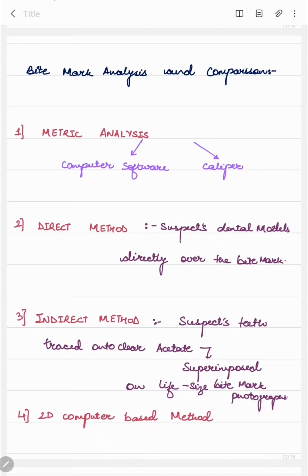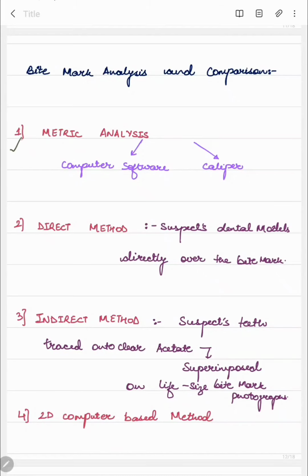Now the bite mark analysis and comparison. It seems to be very easy to compare the bite marks present on the skin tissue with that of the suspect's teeth, but it is very difficult. One should consider things such as the elasticity of the bitten tissue or the skin, and the possible distortion produced during photography, and the jaw movements during biting the tissue. So bite mark analysis is very difficult.